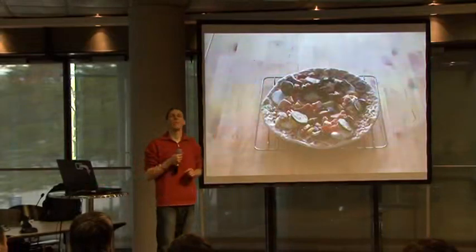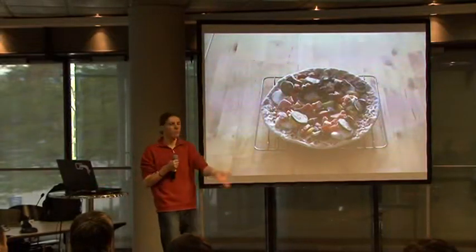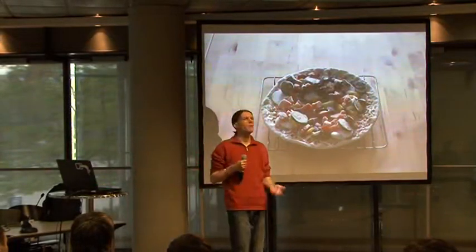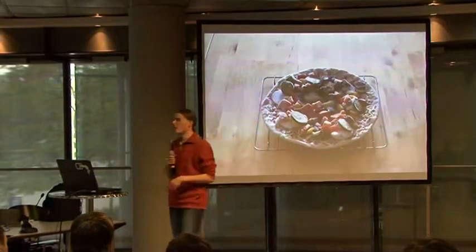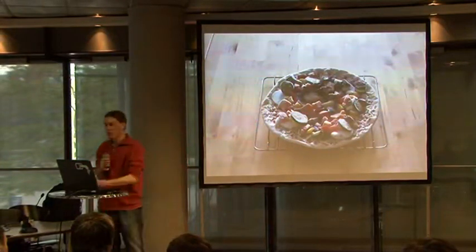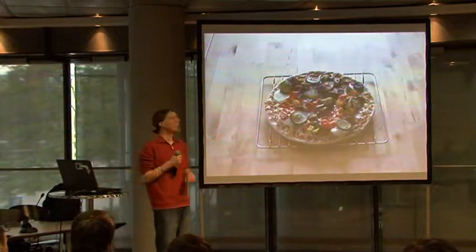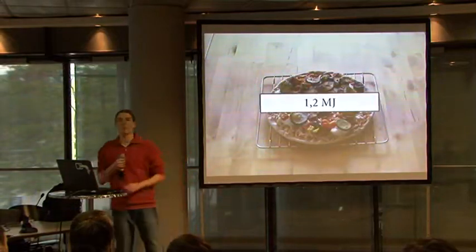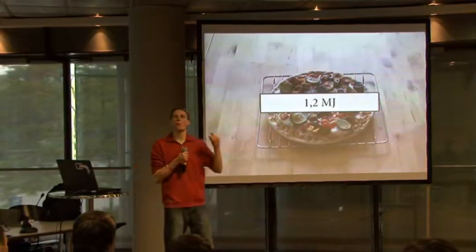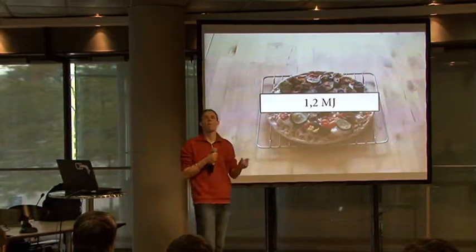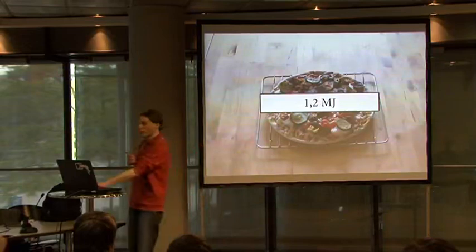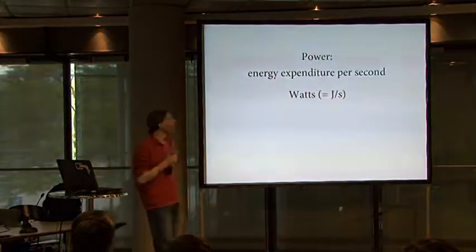A joule is a very small amount of energy. Just stepping on a chair will cost you 500 joules. Turning an uncooked vegetarian pizza into a cooked vegetarian pizza will already cost you 1,000,000 joules. Right? So it's a very small unit. So when we talk about energy, always be careful about the meaning of a joule.